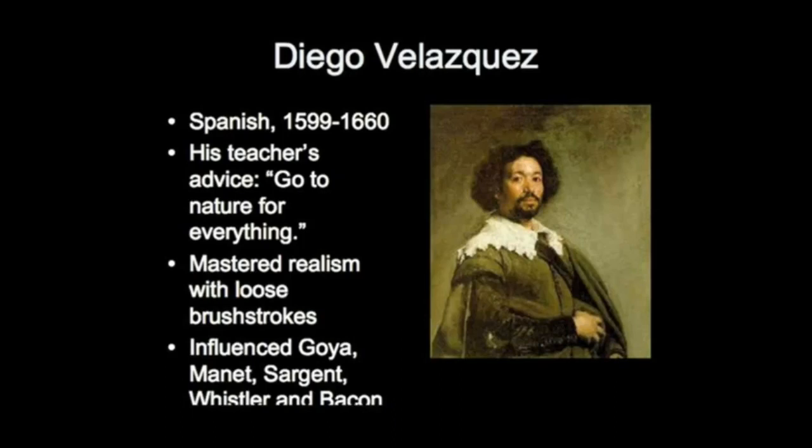Diego Velázquez was a great Spanish painter from the Baroque period. You could really argue that he's the Spanish Rembrandt. His teacher's advice was go to nature for everything, and I think that's still great advice today. He mastered realism, but with very loose brushstrokes. You look at it and you don't for a second forget that these are paintings as opposed to photographs. Now, he influenced Goya, who we've already seen, Manet, one of the Impressionists, Sargent, Whistler, and Francis Bacon with his work. And let's see how that connection works.